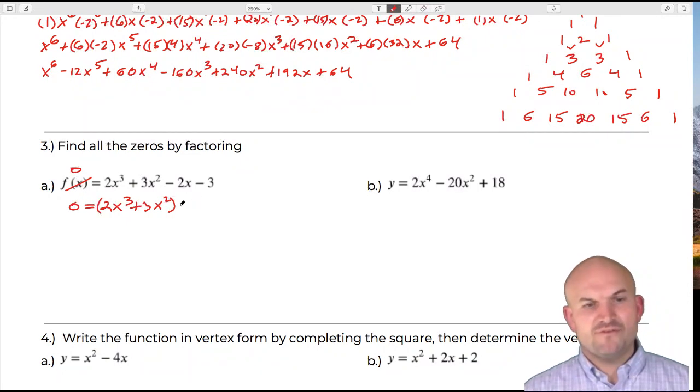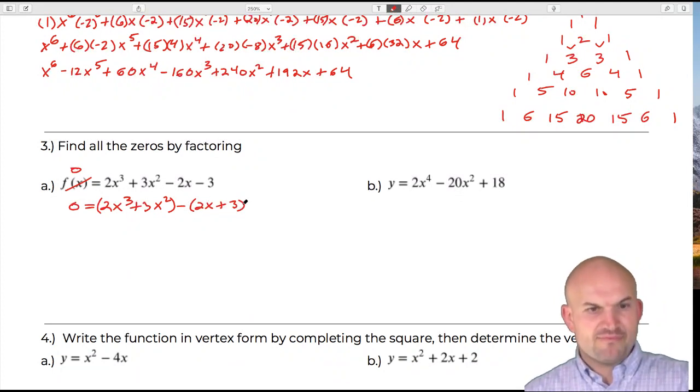But just be careful. If you're going to group this term here, make sure you have this as 2x plus 3, right? Because if I was to distribute that negative back over, I would have a negative 2x minus 3, all right?